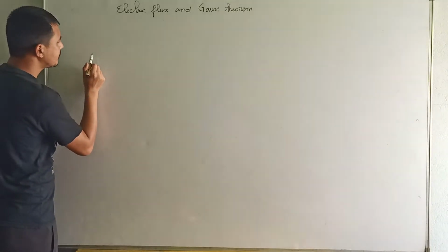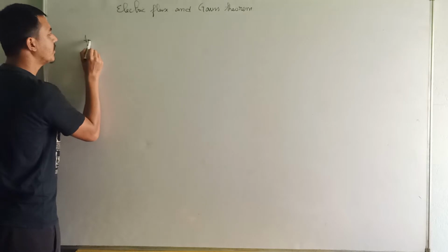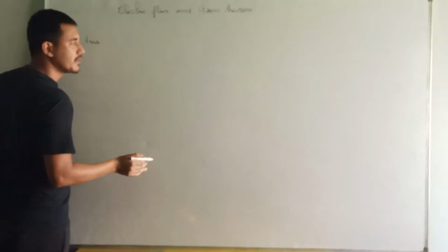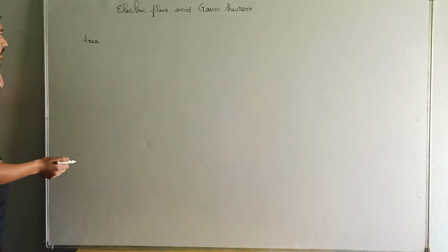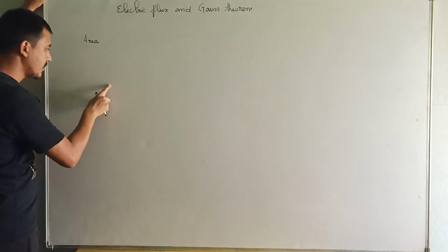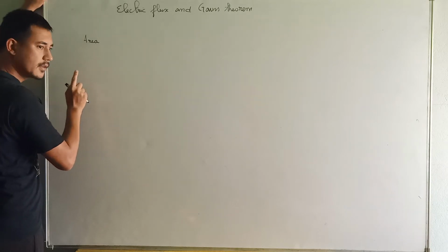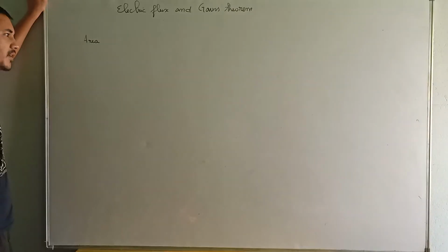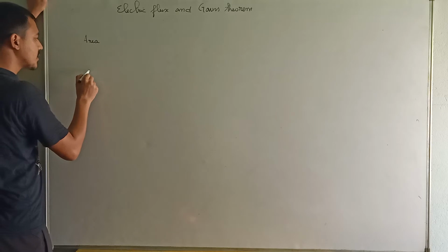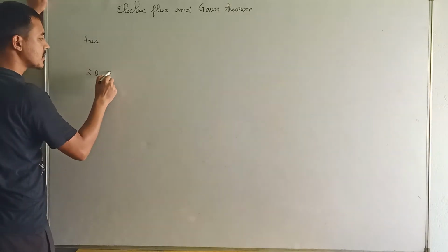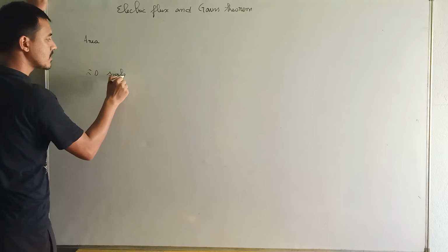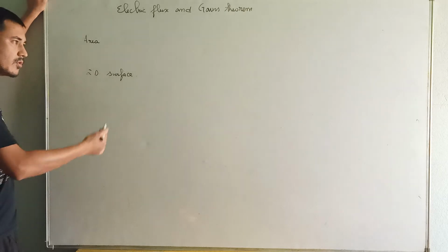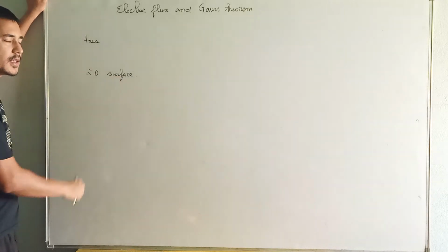Let me start with the area of plane figures. Plane figure means square, rectangle, trapezium, or a parallelogram and so on. We have so many plane figures. We also call them 2D surface, two-dimensional surface, right? Circle is also a 2D surface. In maths, we call it a 2D surface.